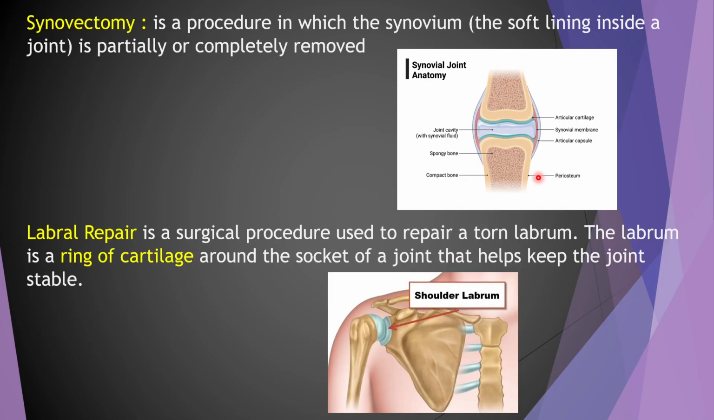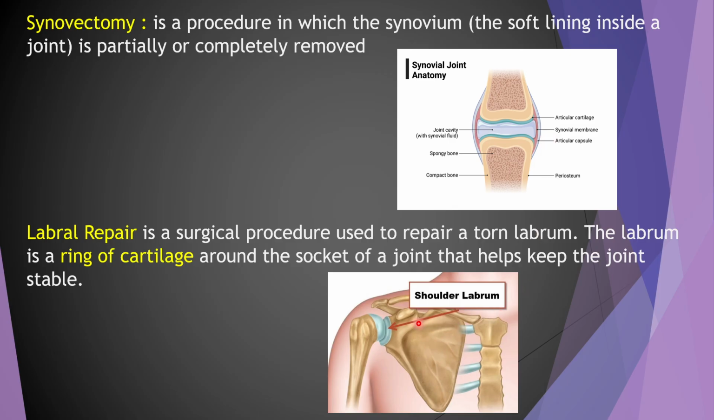So next, synovectomy. So what is synovium? Synovium is the soft lining inside the joint. This one is synovium. Okay, and there is synovial fluid. So for the synovectomy, if there is some condition so that this lining of the joint is not working properly, this procedure will be done, and it is removal of the synovium, either completely or partially. So basically, synovium is a soft lining inside the joint.